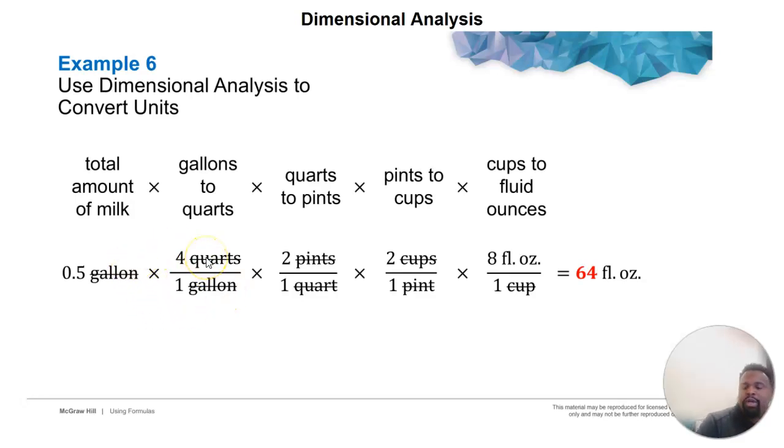1/2 times 4 is 2. 2 times 2 is 4. 4 times 2 is 8. And 8 times 8 is 64. 1 times 1 times 1 times 1 is 1, and 64 over 1 is 64. So a half gallon of milk gives us 64 fluid ounces.